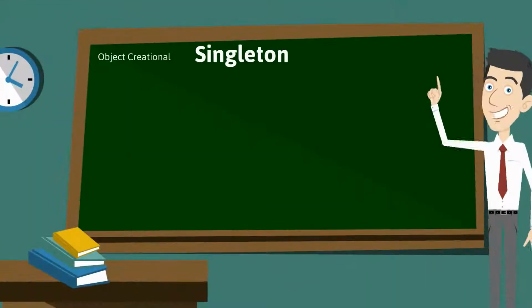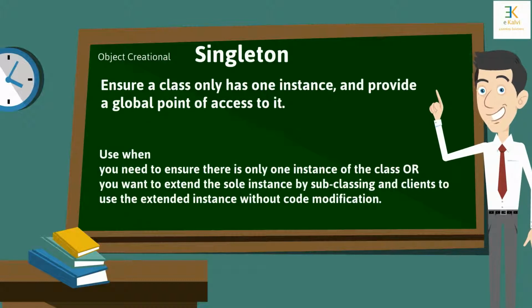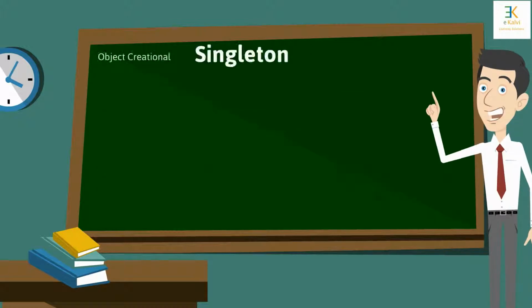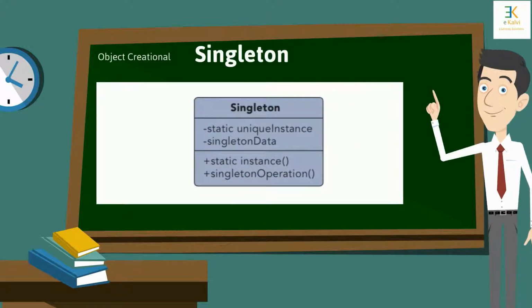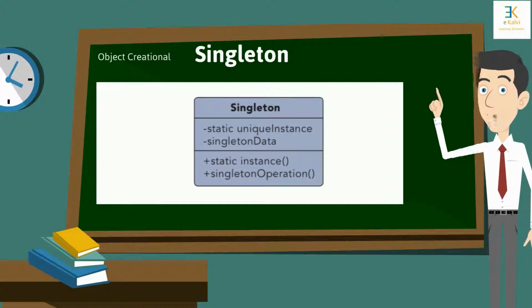The next object creational pattern, the singleton, ensures a class only has one instance, and provides a global point of access to it. Use when you need to ensure there is only one instance of the class, or you want clients to use the extended instance of a subclass without code modification, or you might need more than one instance at a later stage. Though singleton is a simple pattern, the result could be a complete mess if standard rules are not followed, like in case of two developers, one uses an instance and another uses a create method.